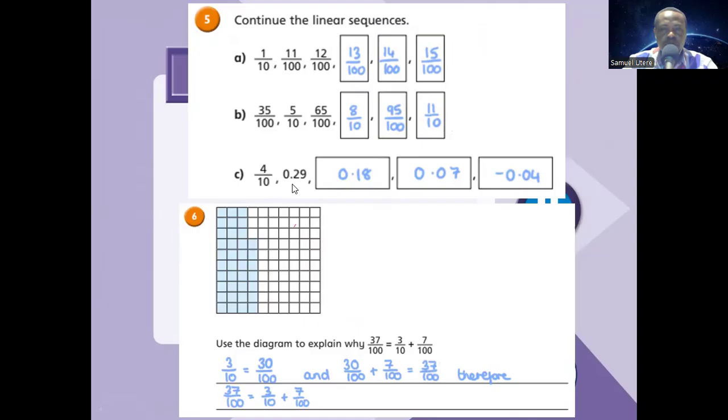Here is the same thing. So when you express them as their equivalent, as having either hundredths or tenths, it will be easier to compare them and spot the pattern. So this is 40 hundredths. That would be 29 hundredths. The difference between 40 and 29 will be 11. So if we take away 11 from that, that will be 18 hundredths, which is 0.18. Now, if we continue the pattern, that's what we'll get.